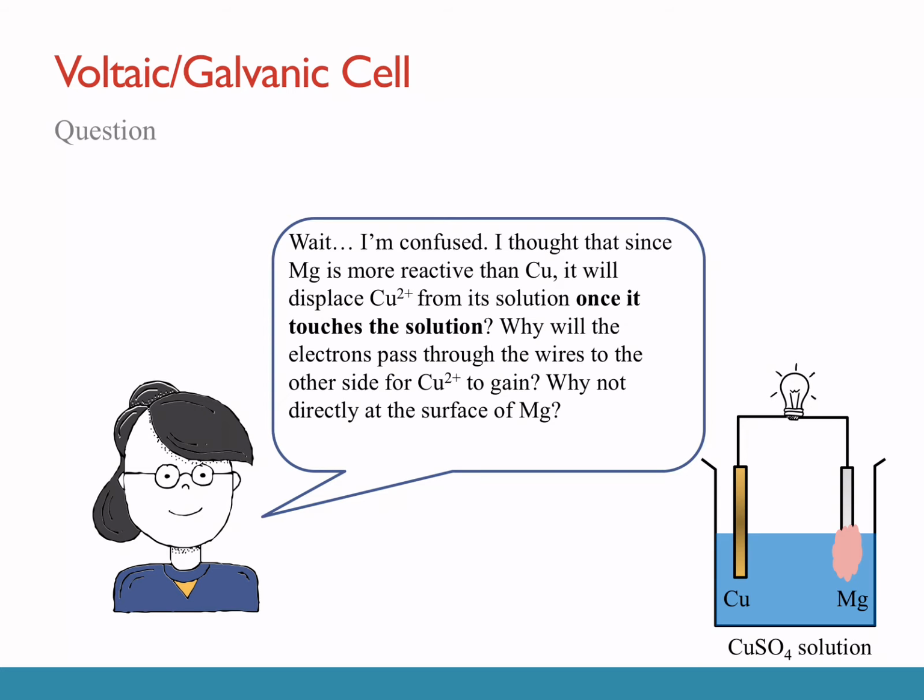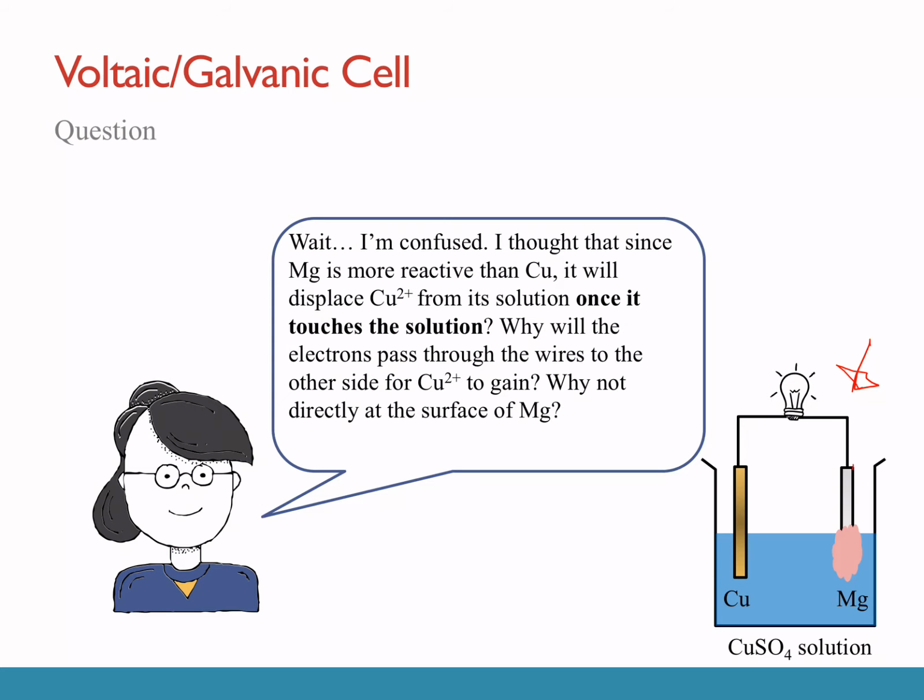Okay, so Brenda has a good question. Brenda is confused. I thought that since magnesium is more reactive than copper, it will displace copper from its solution immediately when it touches the solution. Why will the electron pass through the wires to the other side for copper 2+ to gain the electrons at the copper side? So why not directly at the surface of magnesium? So this is what Brenda meant.